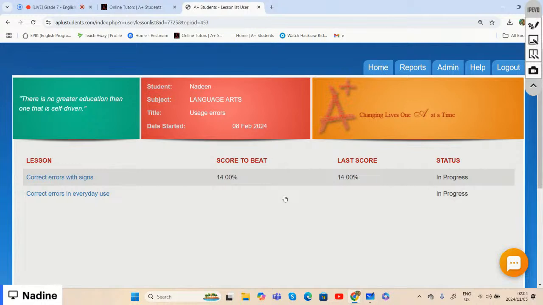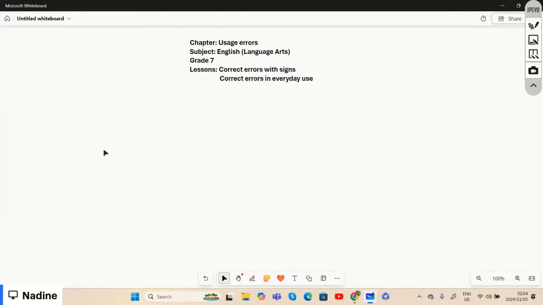All right, so now we're on usage errors. Our chapter is usage errors. Our subject is English language arts. We're doing grade 7. And the lessons that we are going to be focusing on under the chapter of usage errors are to correct errors with signs, and to correct errors in everyday use.